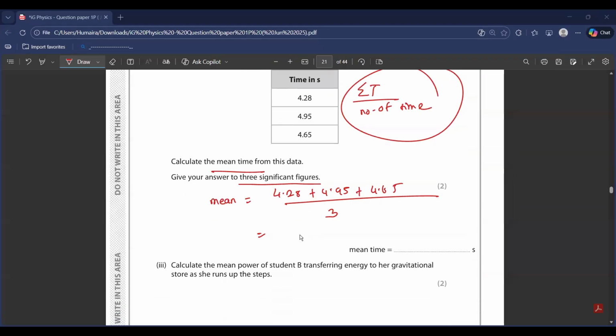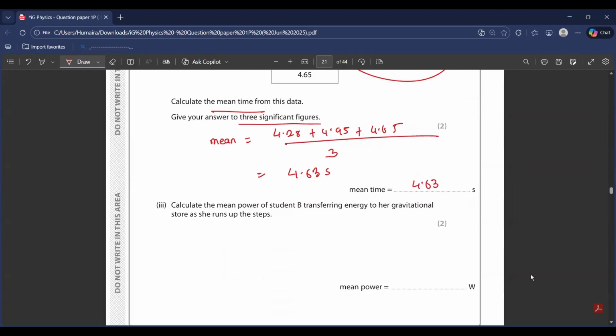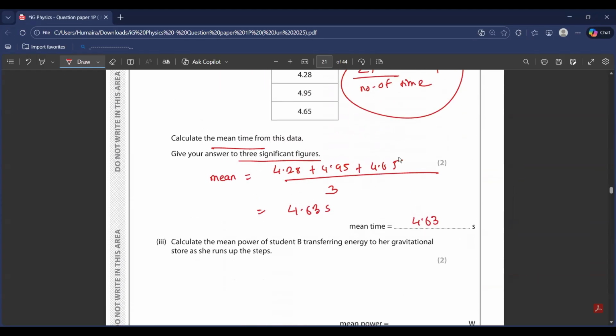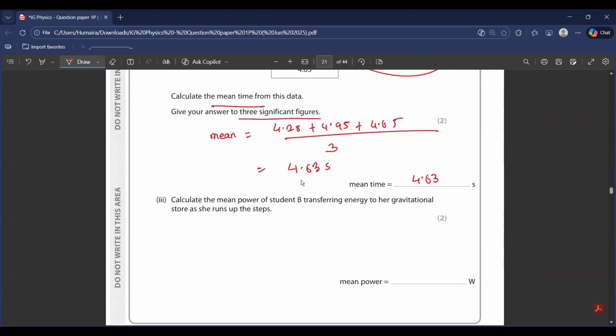This gives an answer of 4.63 seconds. The next, also, you are getting 1 mark for doing this calculation and another mark for keeping this answer to 3 significant figures. Okay, so 1 significant, 2, and 3 significant figures.